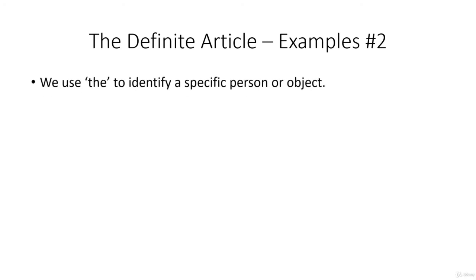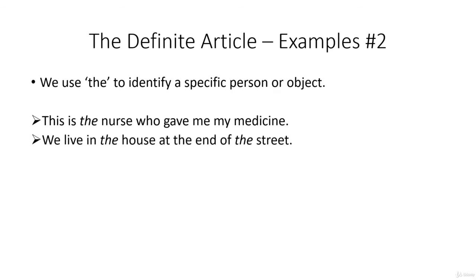And we use "the" to identify a specific person or object. So this is the nurse who gave me my medicine. Not any old nurse, but this one, this nurse. We live in the house at the end of the street. So the house and the street, this specific house, this specific street.